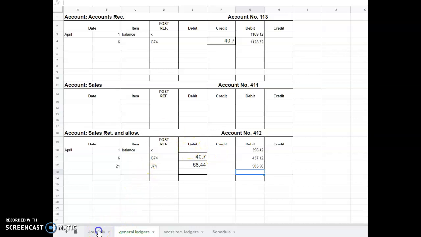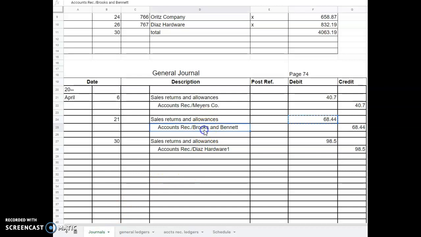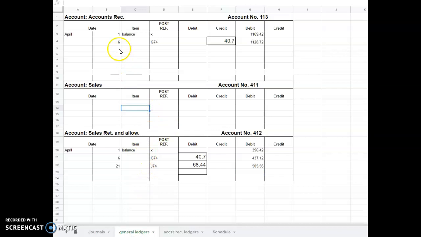And back to our journal. Accounts receivable. Oh, I skipped a step. I will jump back up there here in a minute. So we're going to go to our accounts receivable, and we are going to credit our accounts receivable for the $68.44. So we're going to go back to our general ledger, to our accounts receivable on the 21st. Okay, G74.